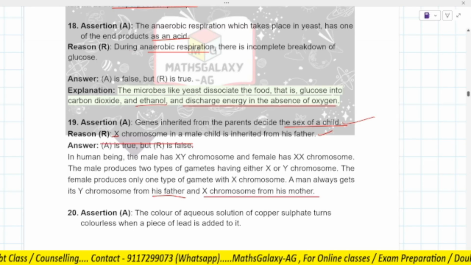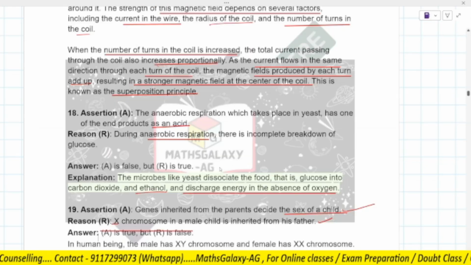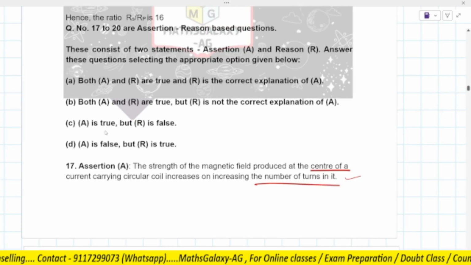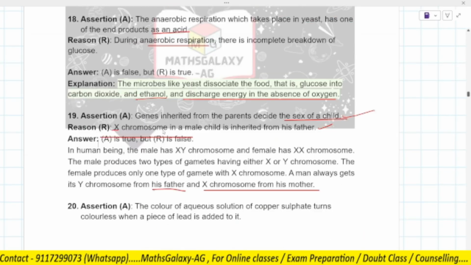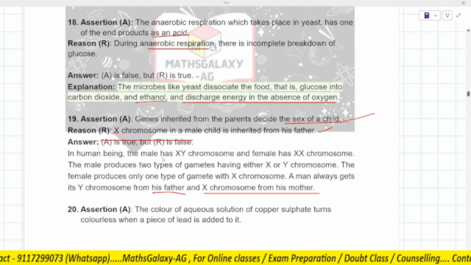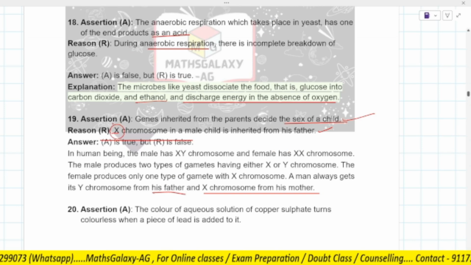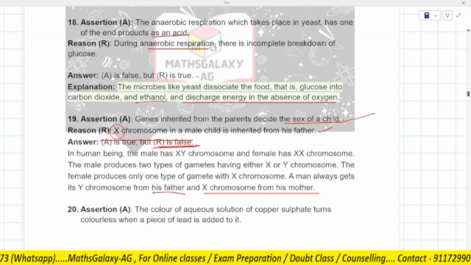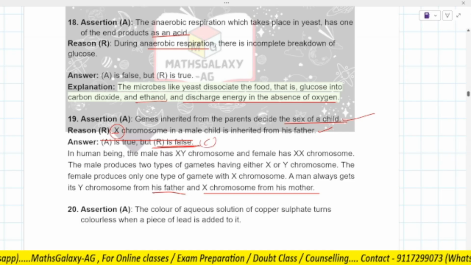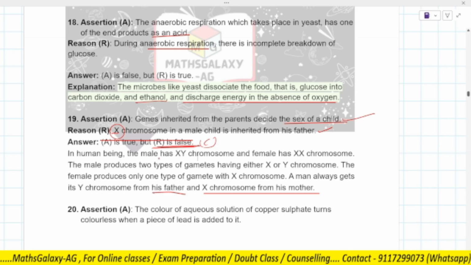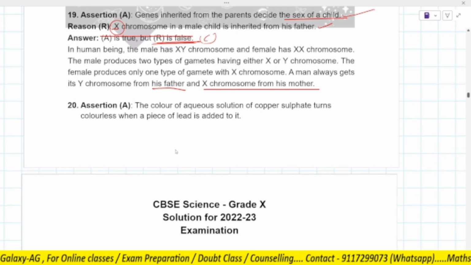It should be option C, na. A is correct, R is false, है ना? It's C. A is correct or R is false. Okay, so here I think it's a mistake. Either here it should be Y, otherwise the answer should be C. Okay, is it clear? Any doubt? No doubt. Now let's see the next question.